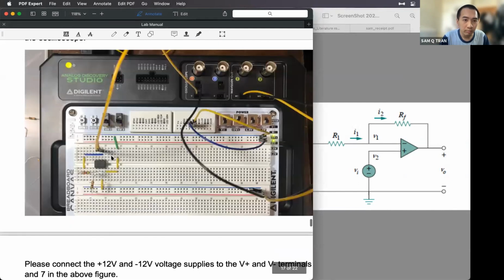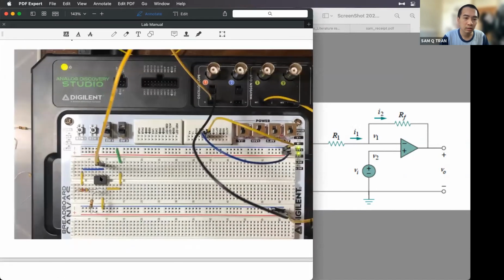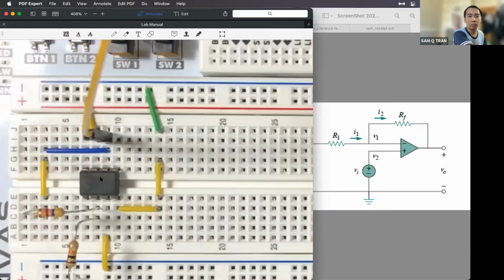Let me remember balance, inverting, non-inverting. Okay, so what we... one second. Move. Come on, my tablet is not moving.